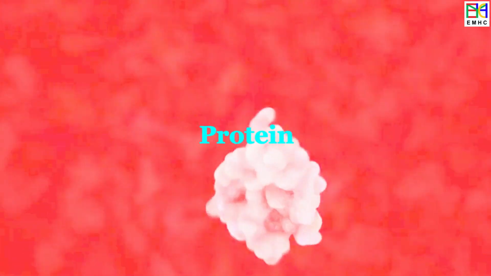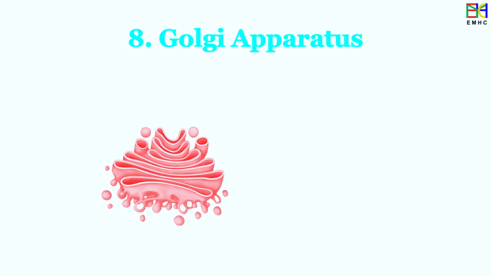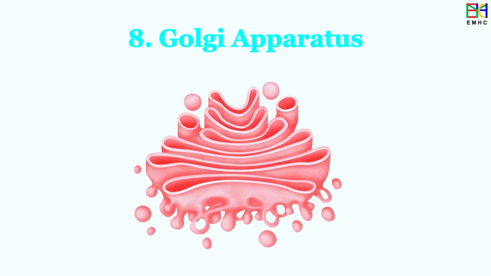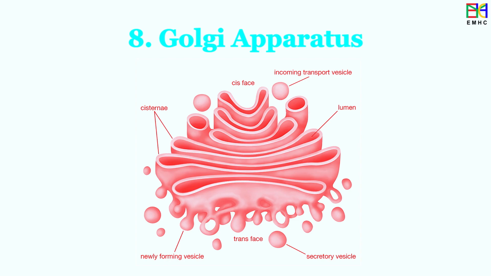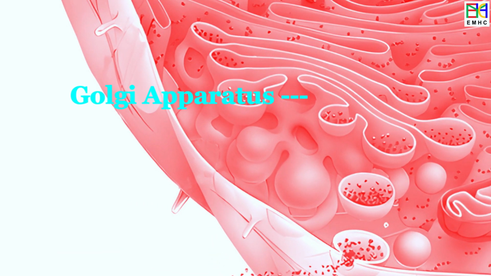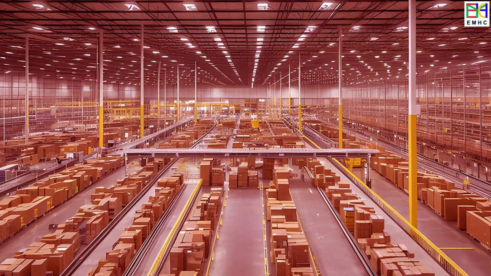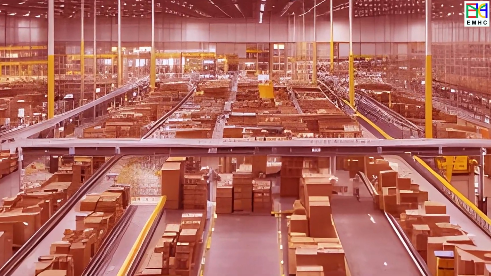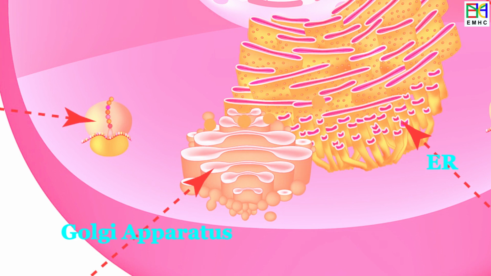outside the cell. Golgi apparatus, also called Golgi complex, consists of flattened membrane-bound sacs called cisternae. A typical human cell may contain a few to dozens of Golgi apparatuses. Golgi apparatuses are the cellular post offices that are responsible for receiving, processing, and packaging proteins and lipids synthesized in the endoplasmic reticulum for distribution to various cellular destinations.